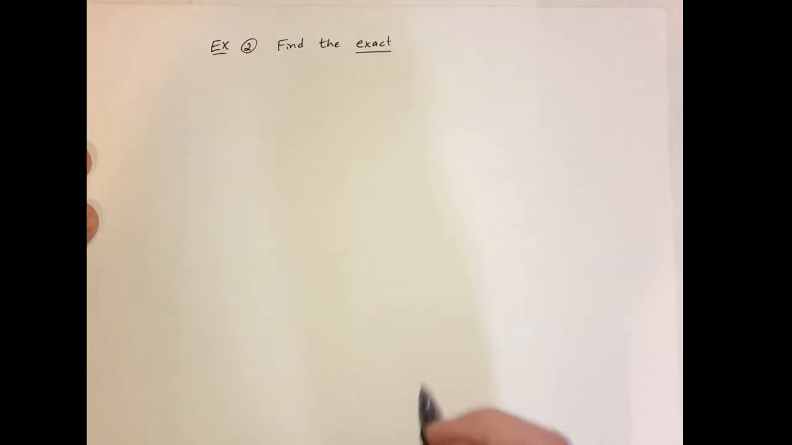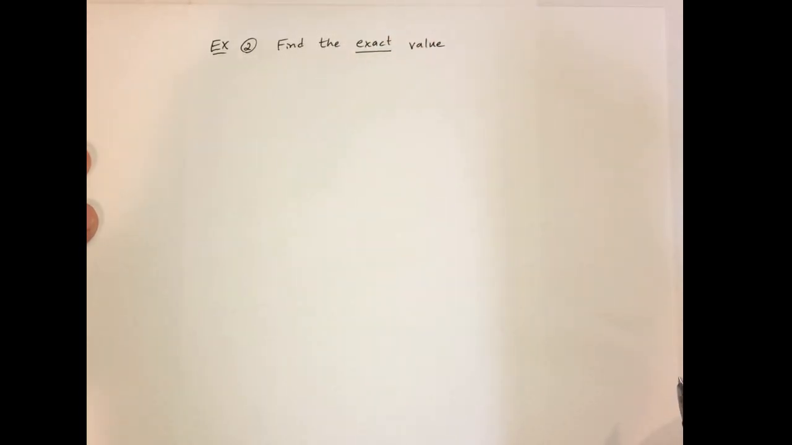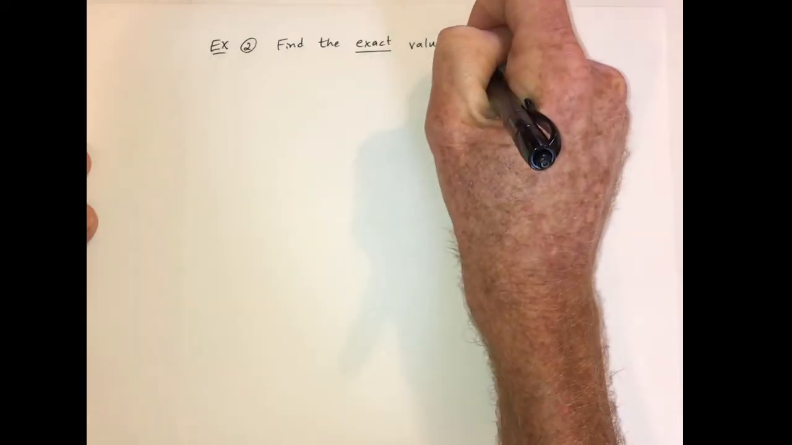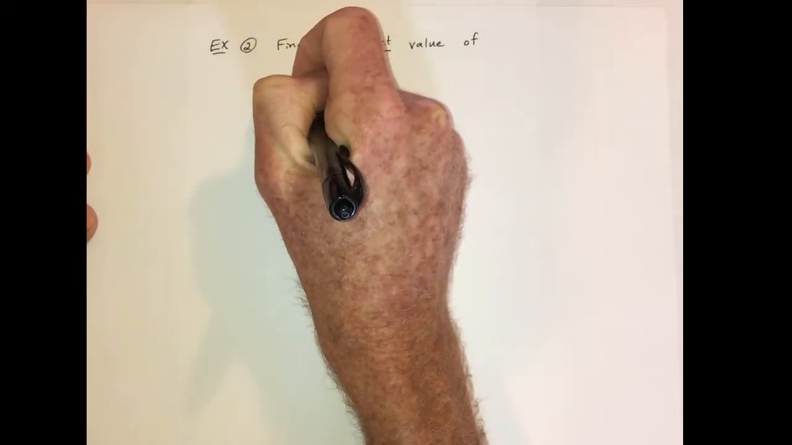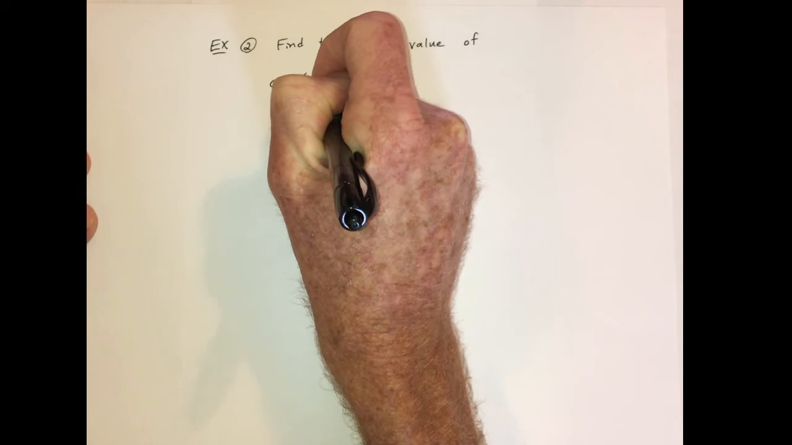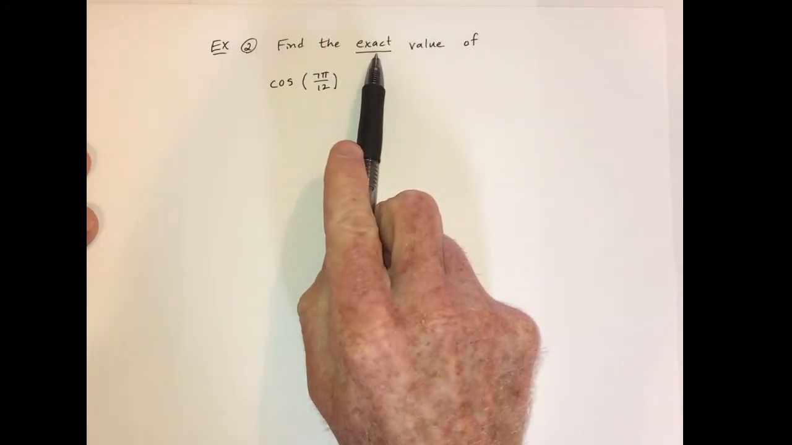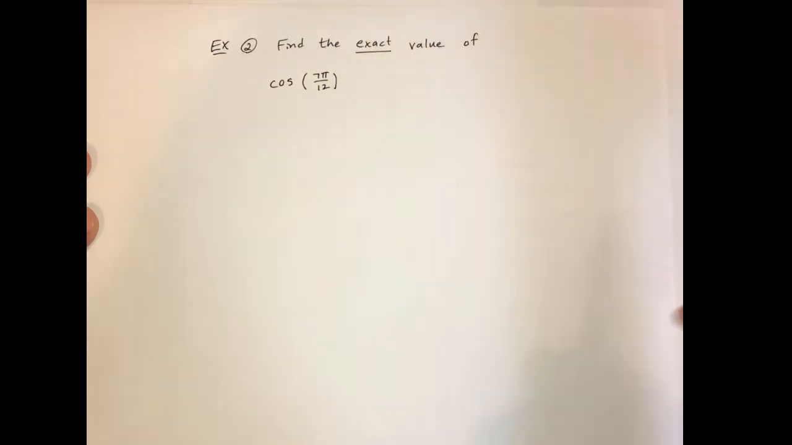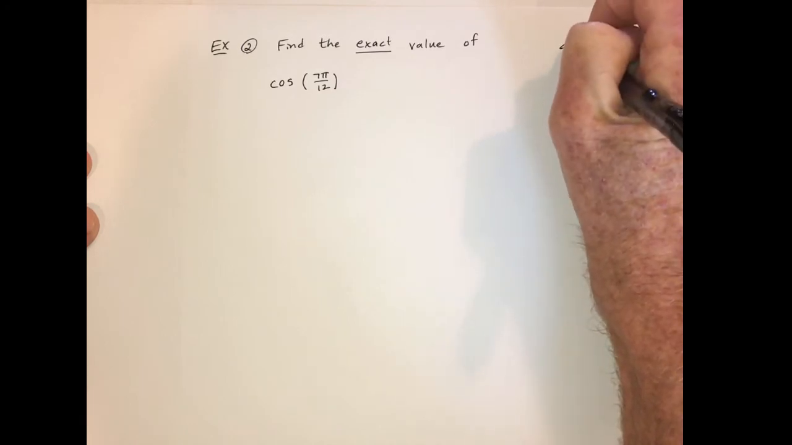So for number 2, find the exact value. And whenever we had problems like this before, it always boiled down to either being the 45-45-90 triangle or 30-60-90. Now we can be more creative. Find the exact value of cosine 7 pi over 12. So finding the exact value means don't use a calculator. And in fact, we are going to end up using the 30-60-90.